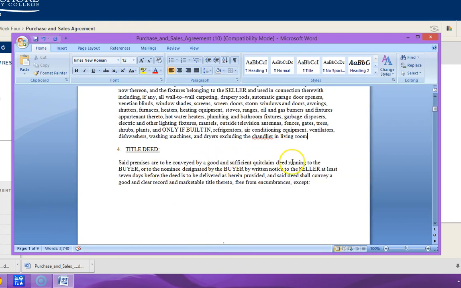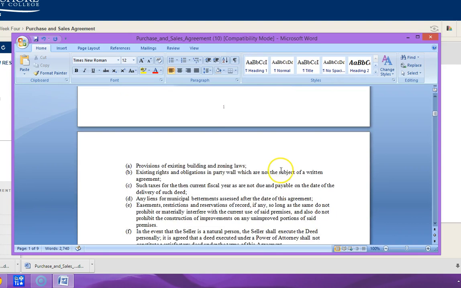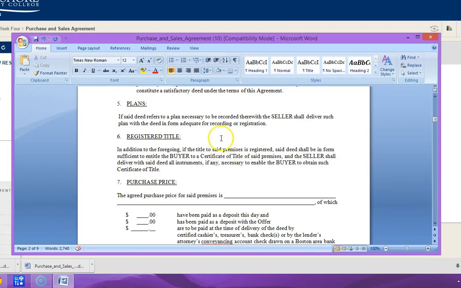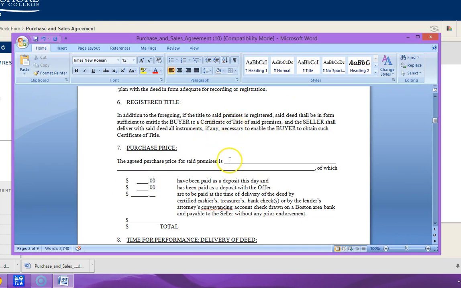Seller has to convey a good and sufficient quitclaim deed. If there's a plan to be recorded, meaning there's been a division or subdivision of the land, the seller has to deliver the plan.